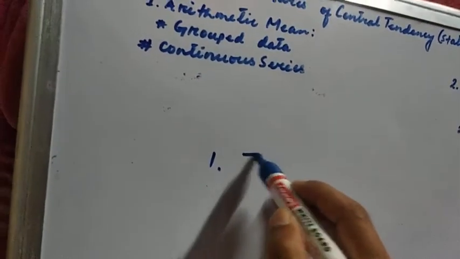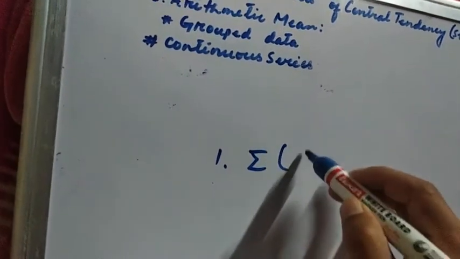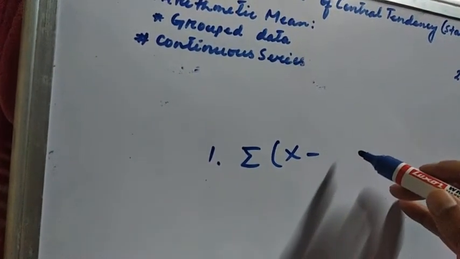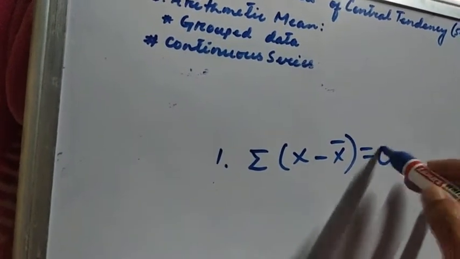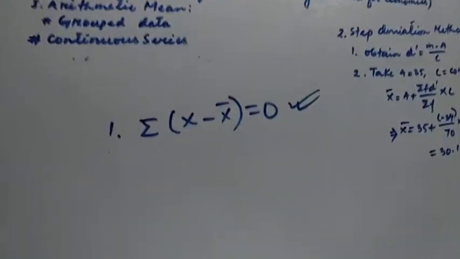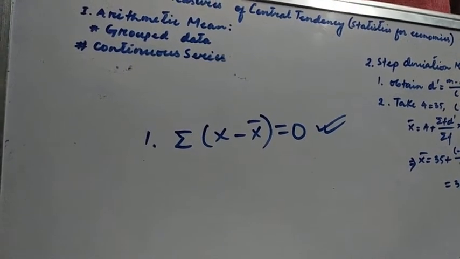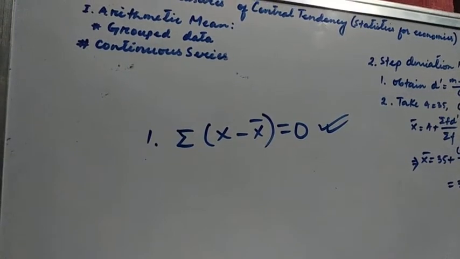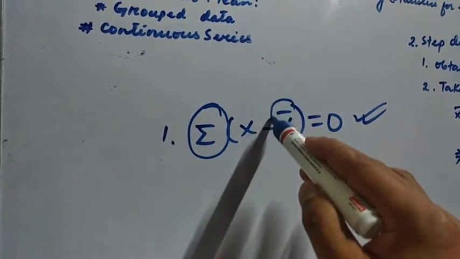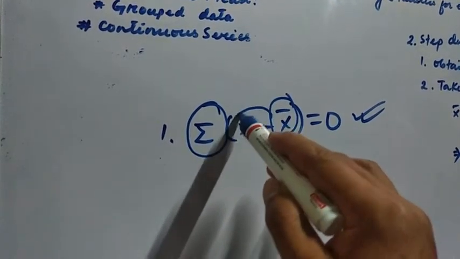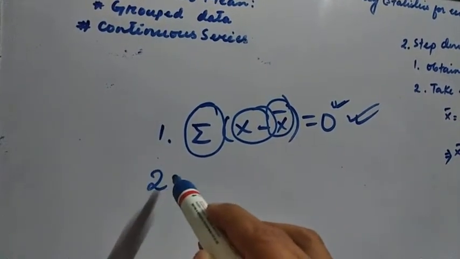So symbolically, we can represent like this: summation x minus x bar equals to 0. So this is the first important property of arithmetic mean, which indicates that the sum of deviations of items of arithmetic mean is always equal to 0. So the sum of deviations of the arithmetic mean, so this is the arithmetic mean, deviation is this one, is always equal to 0. This is one important property of arithmetic mean.